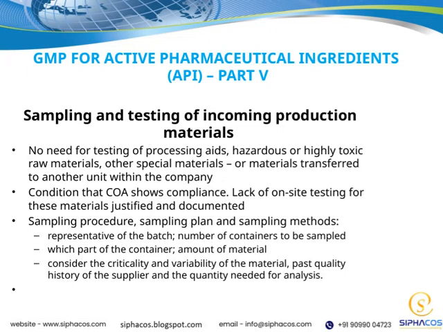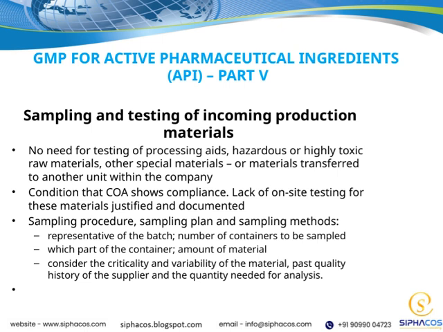Now, let's discuss the sampling and testing procedures for incoming production materials. Generally, there is no need to test processing aids, hazardous or highly toxic raw materials, other special materials, or materials that are transferred to another unit within the company. The key point here is that if the Certificate of Analysis, or COA, clearly shows that these materials meet the specifications, then on-site testing can be justified and documented as unnecessary. This approach helps streamline the process while maintaining quality assurance.